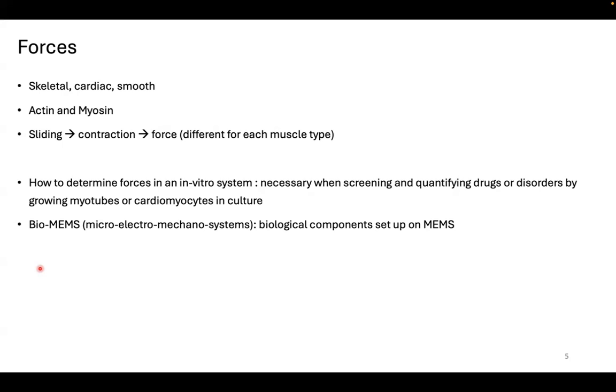Another use case, the reason somebody would culture muscle cells at all, is when you want to screen some drugs, quantify what is happening with each drug, or understand some disorders better. Depending on which muscle is affected in the disorder, you would grow either myotubes or cardiomyocytes in culture.